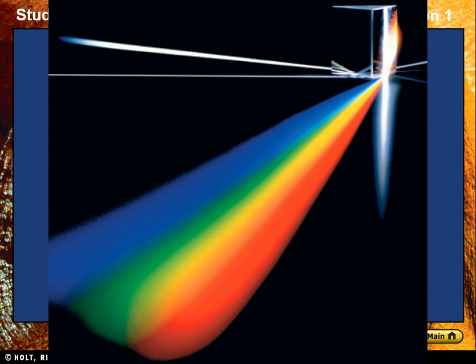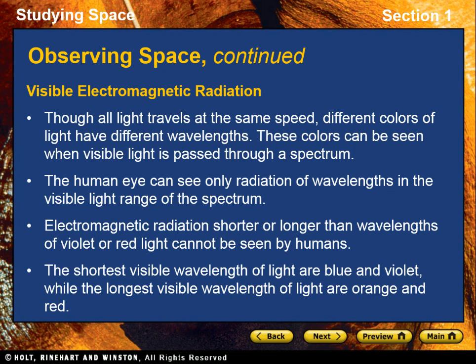Visible electromagnetic radiation. The human eye can see only radiation of wavelengths in the visible light range of the spectrum. When white light passes through a prism, the light is broken into a continuous set of colors as is shown on the screen now. Every rainbow formed in the sky and any color spectrum formed by a prism will always have the same colors in the same order. The different colors result because each color of light has a characteristic wavelength.